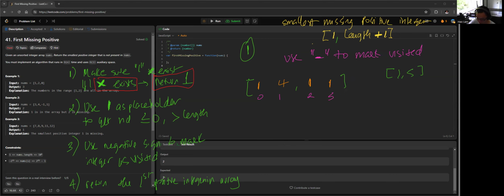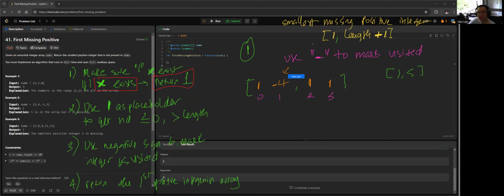Okay. So yes, we finished step 2 here. Now we are in step 3. We need to use the negative sign to mark the integer visited. So we're gonna iterate for each number. So 1 here, right? We go to index 1, right? Set the value at index 1 to be negative.